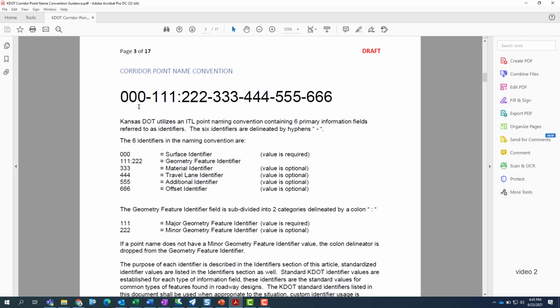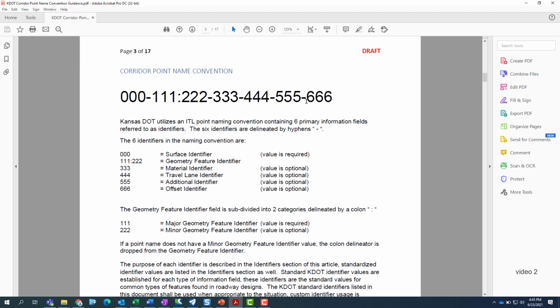Each information field is separated by a hyphen. So you see we have 5 hyphens in the structure. These 5 hyphens are always present in all the corridor points that we're going to name. Some of these information fields, we're going to call them identifiers, and some of these identifiers are optional to have a value in a corridor point name. A couple of the fields are required, but several of them are optional.